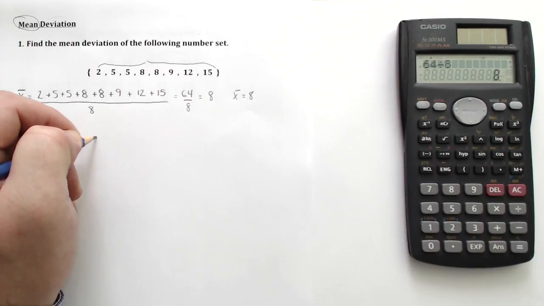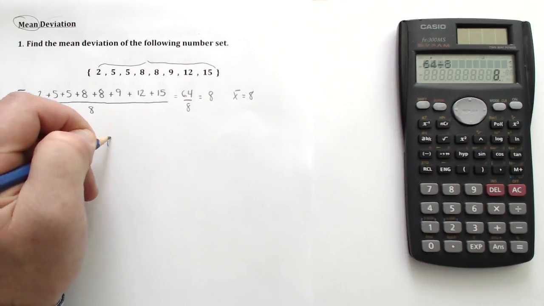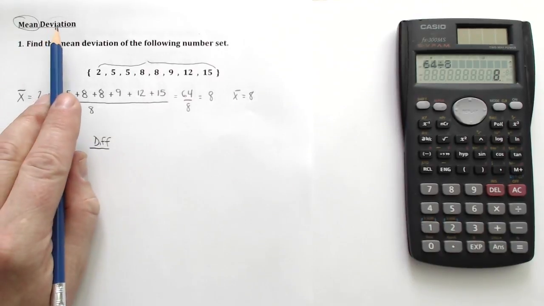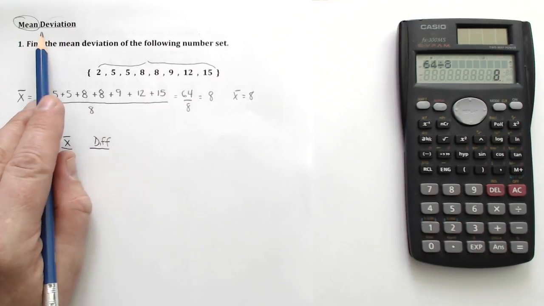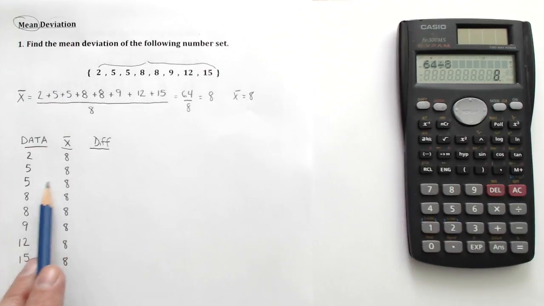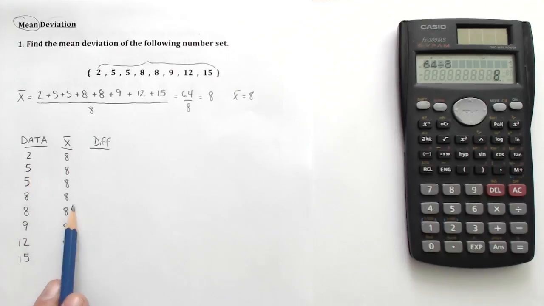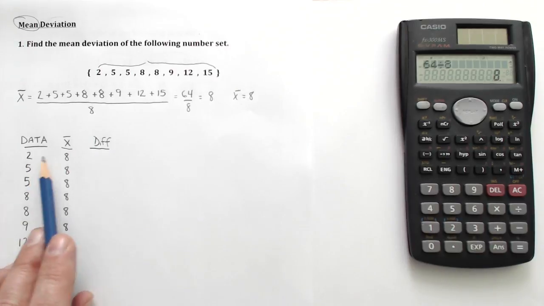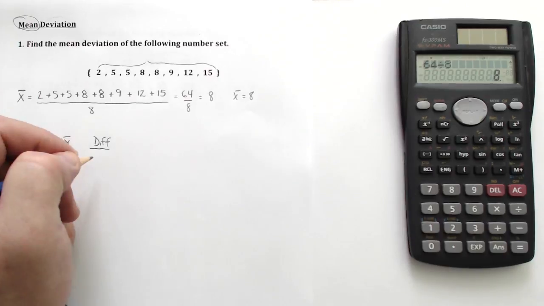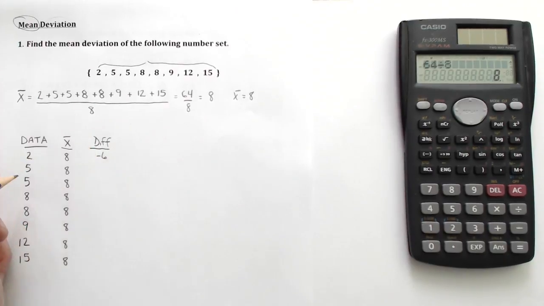The next thing to write down is the difference. And the difference is really important because that's what's going to give us our deviation. Deviation means how far away something is. And so when we subtract now each of the points from the average, or the average from each of the points, we're going to get how far away they each are from that average. So 2 minus 8 gives me negative 6. 5 minus 8 gives me negative 3.